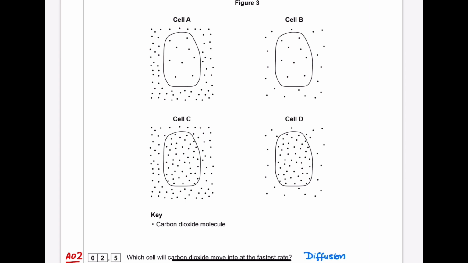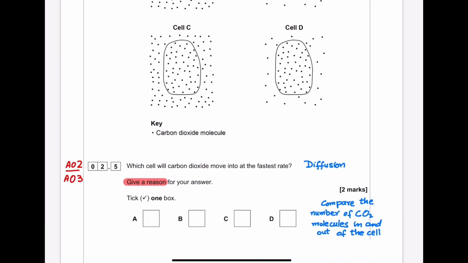In cell D, the chances are the movement of the carbon dioxide is from inside of the cell to outside the cell. Whereas in cell B, it looks like there is an equal amount of movement of carbon dioxide from outside to inside and from inside to outside. The fastest rate of carbon dioxide moving into the cell is cell A. So the correct option is cell A.